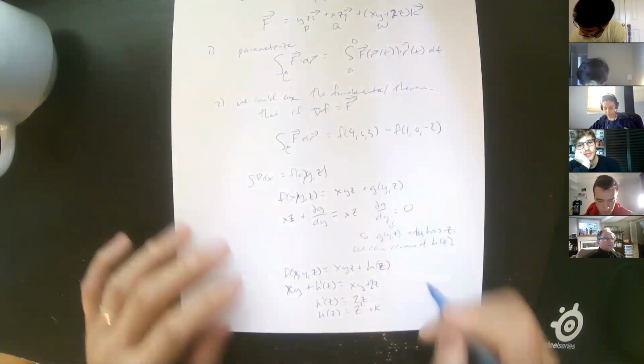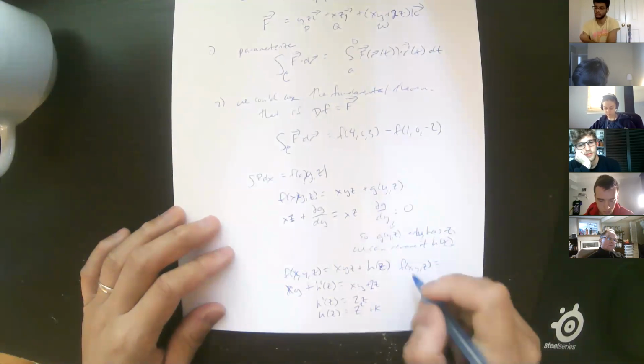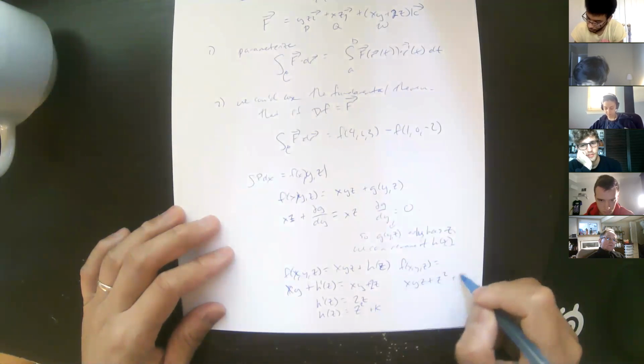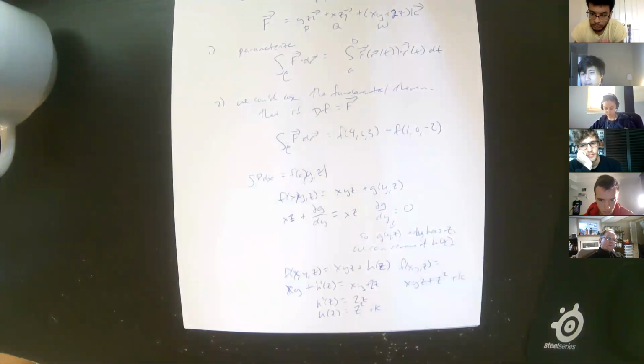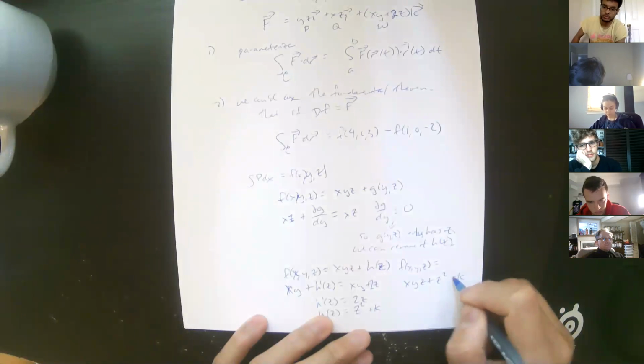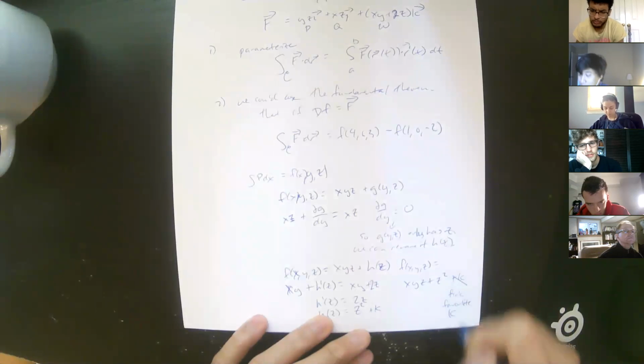So our function f is xyz plus z squared plus k. Does k matter here? No, I can pick any value of k I want, and it still satisfies this. If I pick a different value of k, it gets removed. So pick your favorite k. My favorite one is 0.